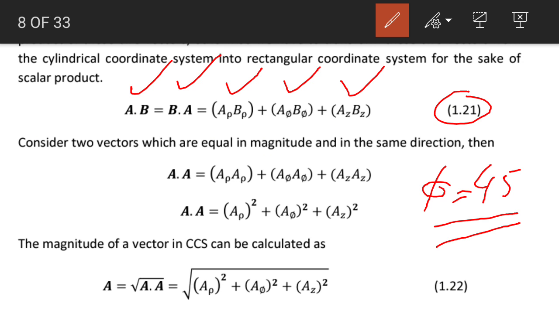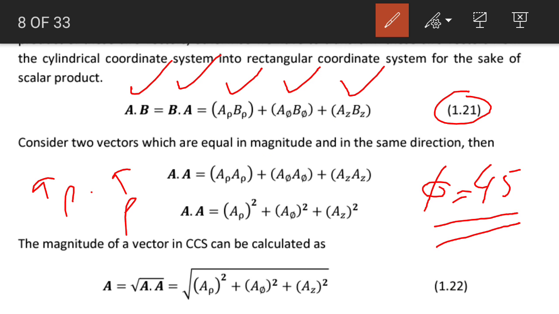with the help of the scalar product of the unit vectors of the cylindrical coordinate system. We know that a rho dot a rho is 1. I'm talking about the unit vectors. a rho dot a rho is 1, a phi dot a phi is 1, az dot az is 1, a rho dot a phi is 0, a phi dot az is 0, and a rho dot az is 0, and so on.